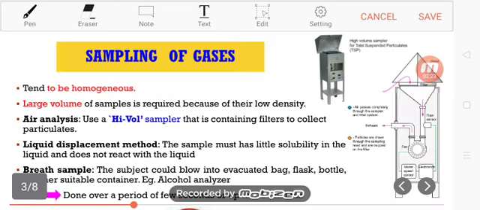Okay, now we proceed to sampling of gases. Sampling of gases is much easier because gases tend to be homogeneous. But it requires a large volume since gases have a low density. So to collect the gas sample, there are a few techniques, instruments or tools that can be used.